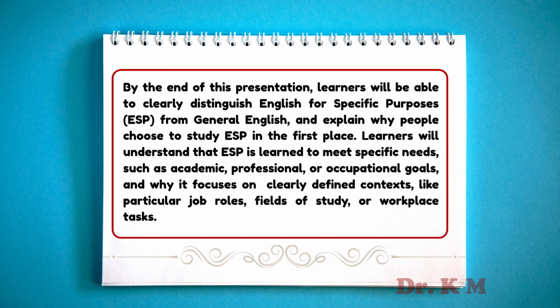By the end of this presentation, learners will be able to clearly distinguish English for specific purposes, ESP, from general English and explain why people choose to study ESP in the first place. Learners will understand that ESP is learned to meet specific needs, such as academic, professional, or occupational goals, and why it focuses on clearly defined contexts, like particular job roles, fields of study, or workplace tasks.